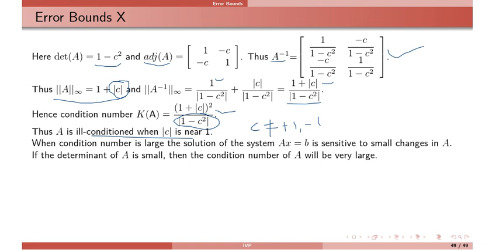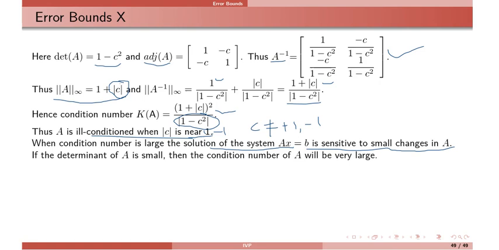So if C is near plus or minus 1, then the condition number of this system will be very large. So the matrix is ill conditioned, and the solution will be very sensitive to small changes in A. That is, if you make small changes in A, there will be large changes in the solution.